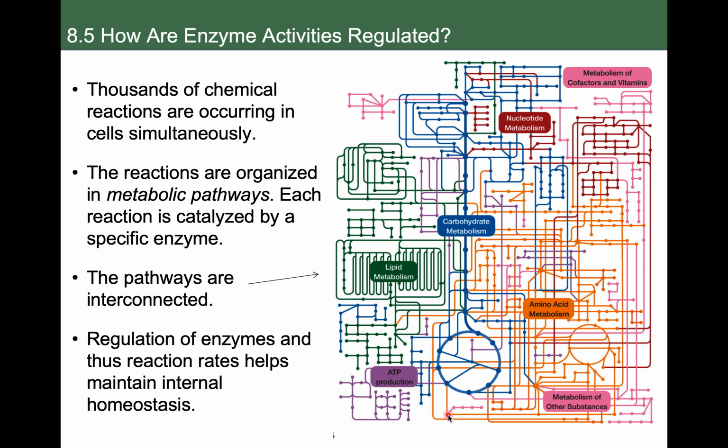But another thing this illustrates is the fact that if a cell wants to try to maintain a handle on all this complex chemistry that's happening, cells really need to be able to regulate enzymatic activity so they could help either speed up or slow down specific individual pathways as needed. So that's what I wanted to talk about next, just the basics of how enzymes could be regulated.